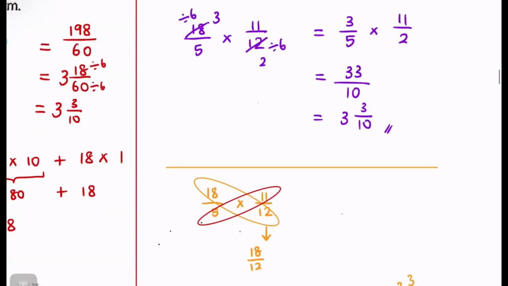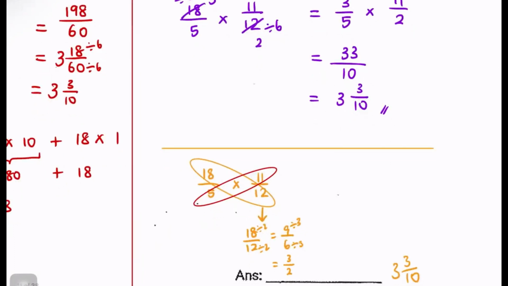No need to change it to a mixed number. Keep it as improper. Divide by 2, and then you need to divide again later. That will be 9 over 6. Then divide again by 3, giving 3 over 2. Is this the simplest already? Yes, very good. So in this diagonal, 18 over 12 can be simplified into 3 over 2, correct? So I cancel the 18 into 3, and I cancel the 12 into 2. Clear so far?